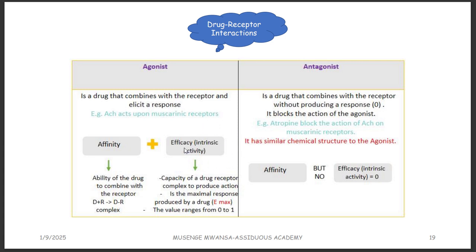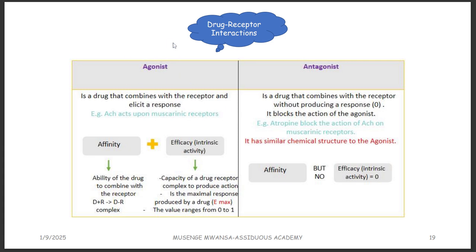Efficacy or intrinsic activity is the capacity of a drug that has bound to the receptor to produce an action. So an agonist, since it binds to a receptor, has got affinity. An antagonist also binds to the receptor. It also has affinity.